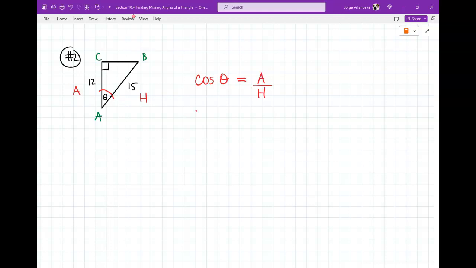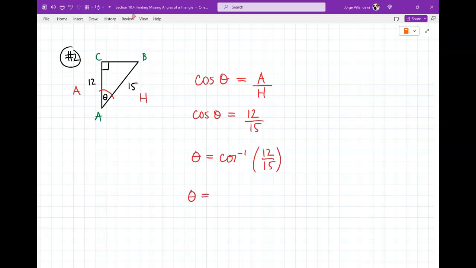Let me plug in my information. So cosine of theta, adjacent is 12 over 15. You can reduce it if you want, but since you're going to use your calculator, you don't really have to, because your calculator will reduce it automatically. So I'm not going to tell you to rewrite that into 4/5. Just leave it 12/15. I'm going to get theta by itself, so I'm going to take the cosine and throw it over to the other side. So theta is equal to cosine inverse of 12/15.